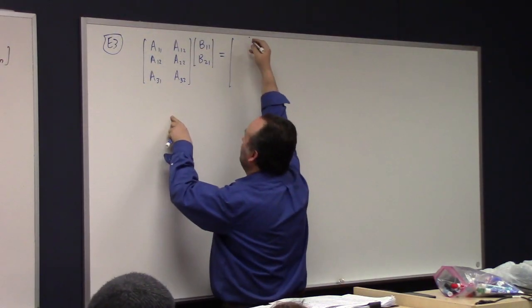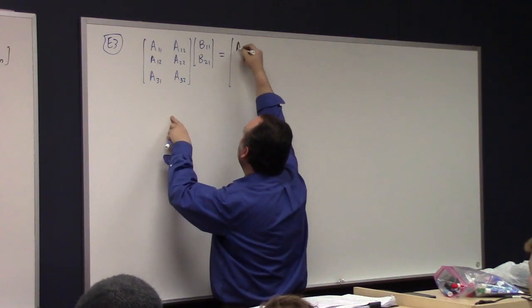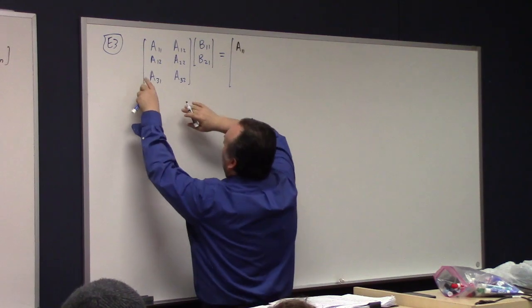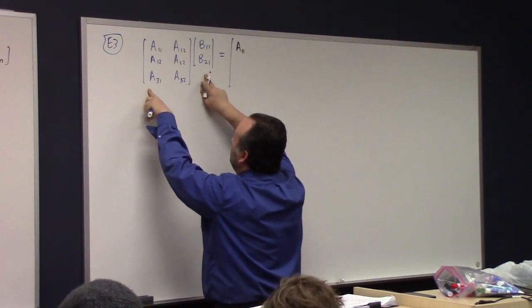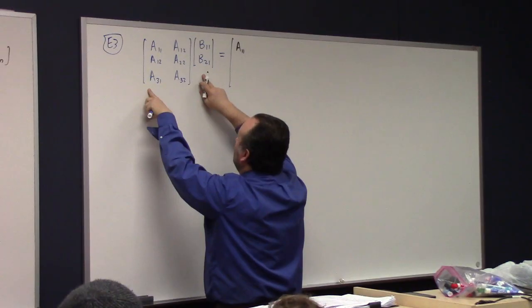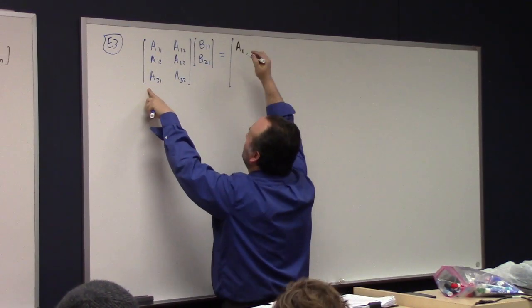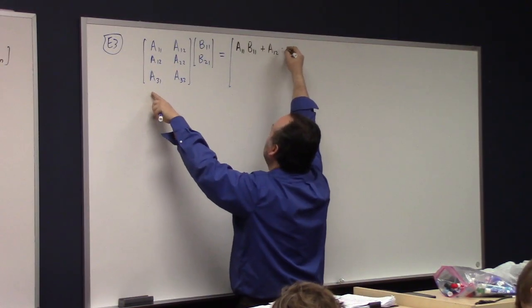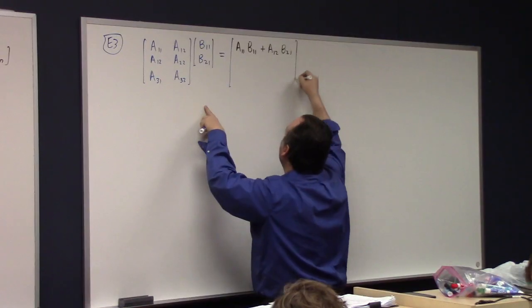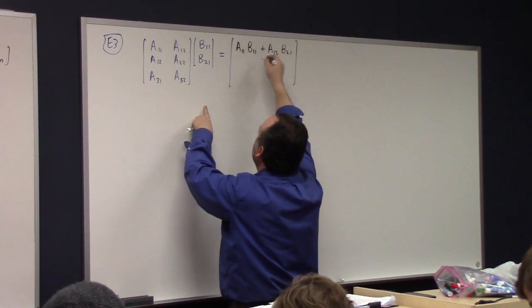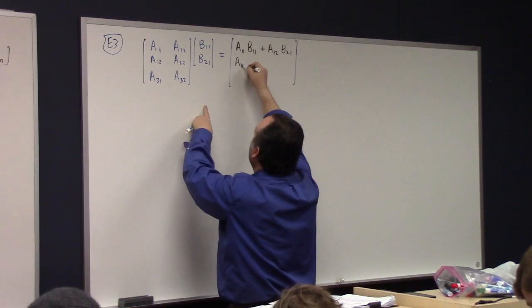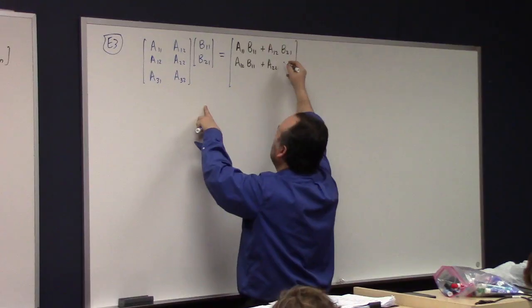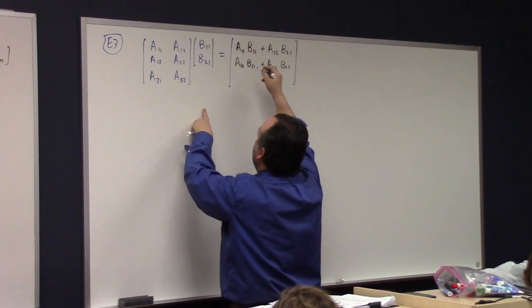But all I'm saying is, okay, so I write it down. I've got A11, right? What should I be expecting? I've got a 3 by 2 block and a 1 by 2, a 2 by 1 block. So I should be expecting a 3 by 1 block, I think here. So I've got A11 times B11 plus A12 times B21, right? What's my next block? How about A12 times B11 plus A22 times B21.